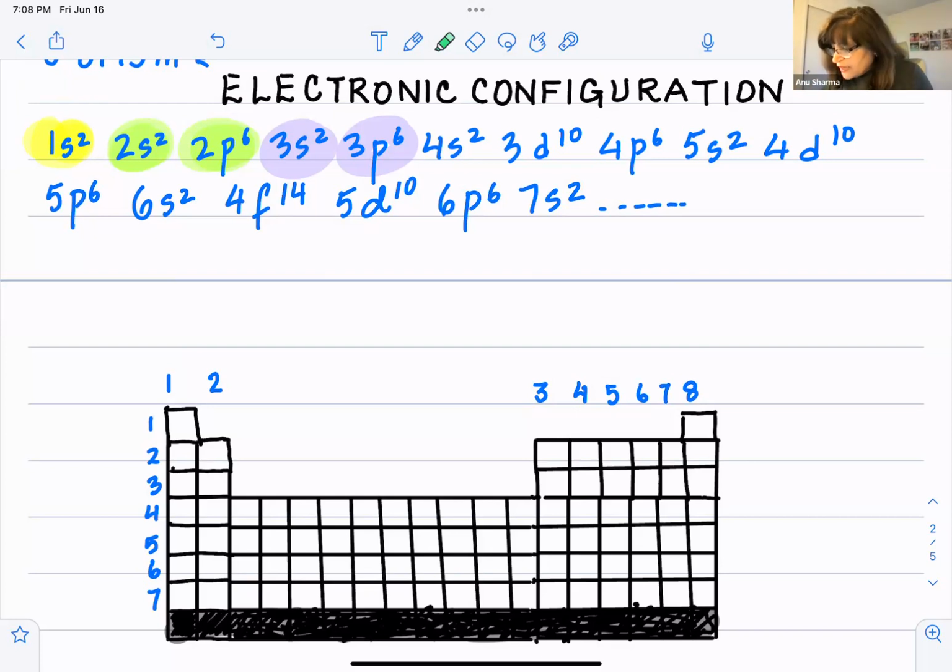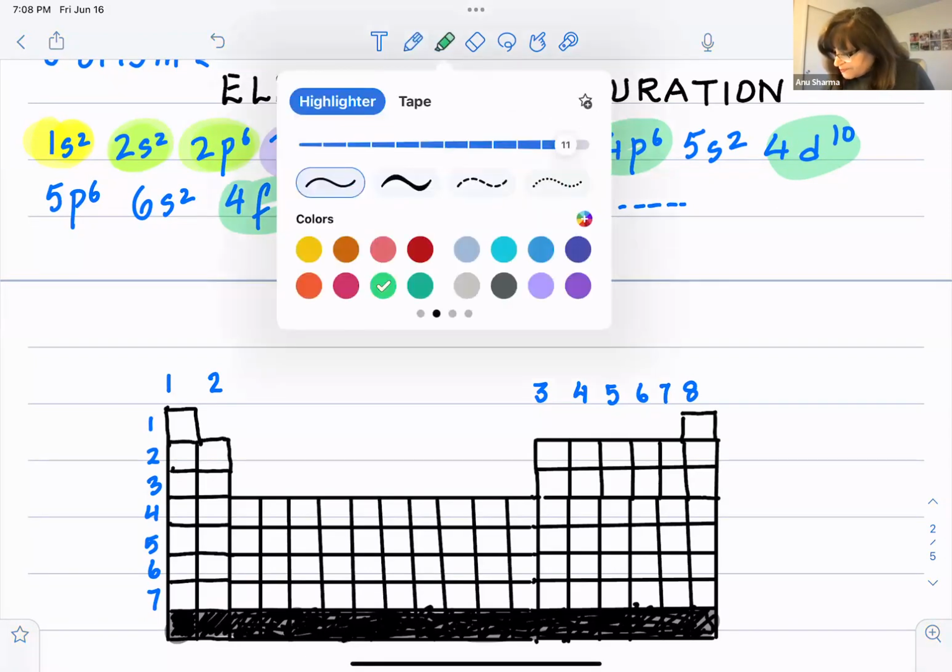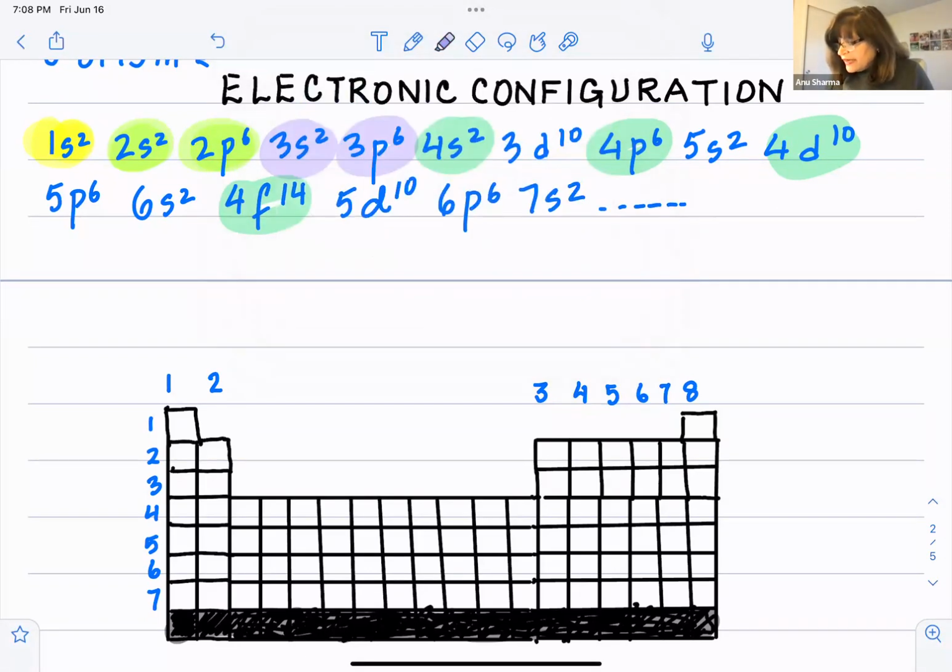So after 3p comes the 3d? No, after 3p comes 4s2. Okay. And after 4s2, we would expect 4p6, and we would expect 4d, right? And 4f14, but that's not the case. What is coming after that? What is coming after 4s2 is 3d. Okay, now keep this in mind.